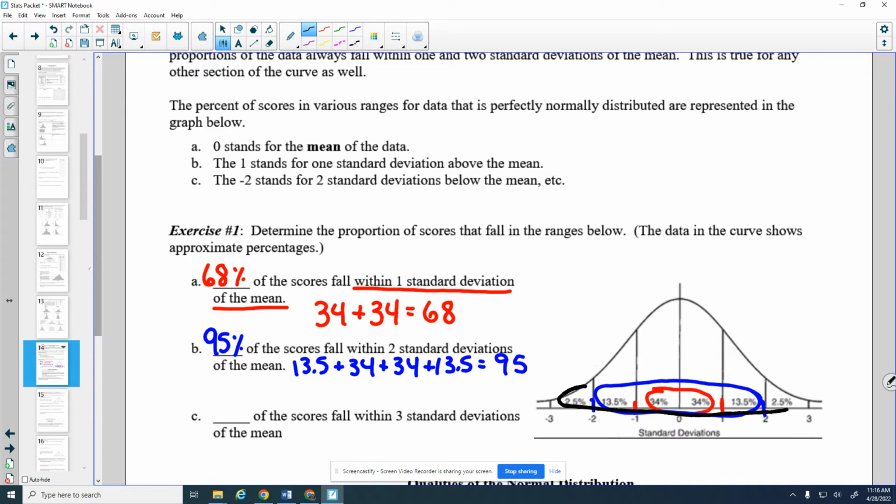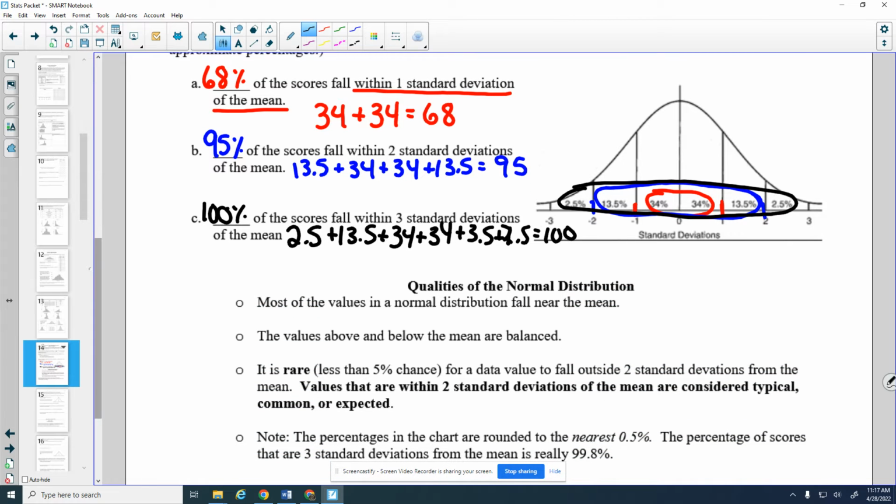And then 3 standard deviations from the mean. Basically, if I look at this one, I'll write it out, but we're adding on 2 more 2.5s, so that adds up to 100%. We'll talk about that in a second, but for now, we're just going to write down that 100%. So 100% of the data falls within 3 standard deviations from the mean.